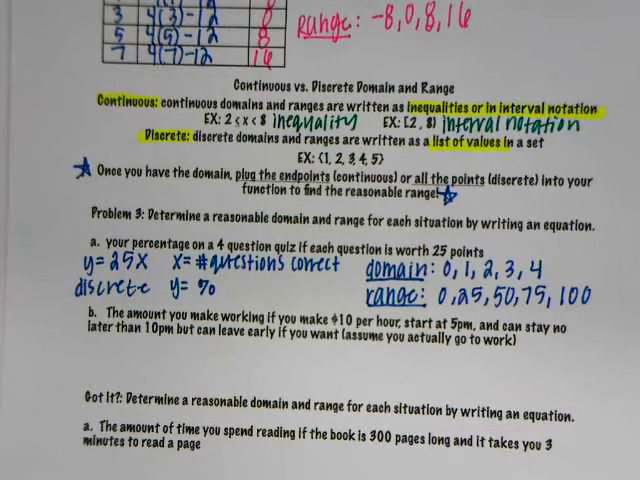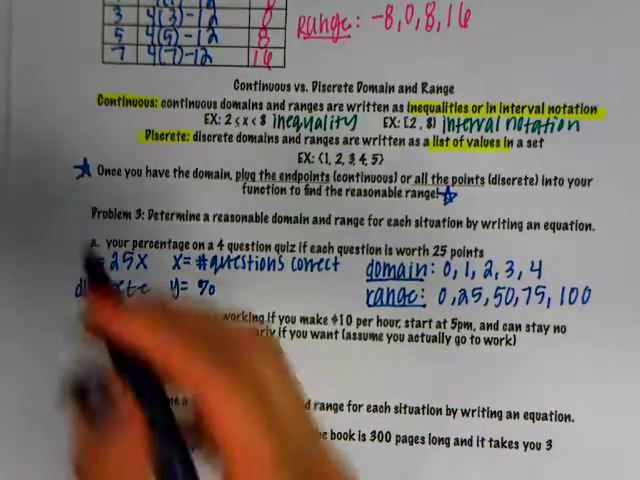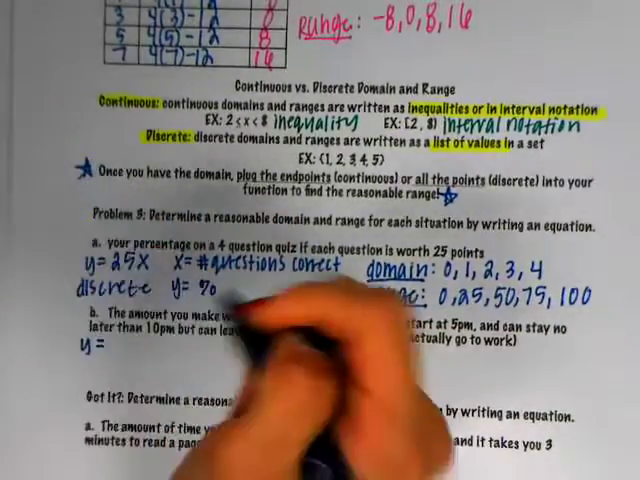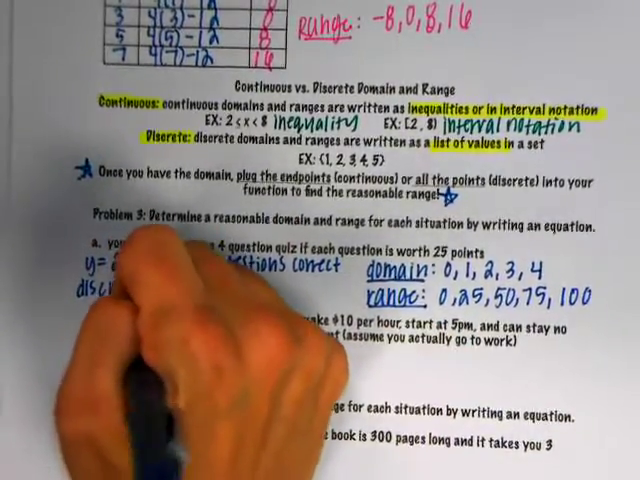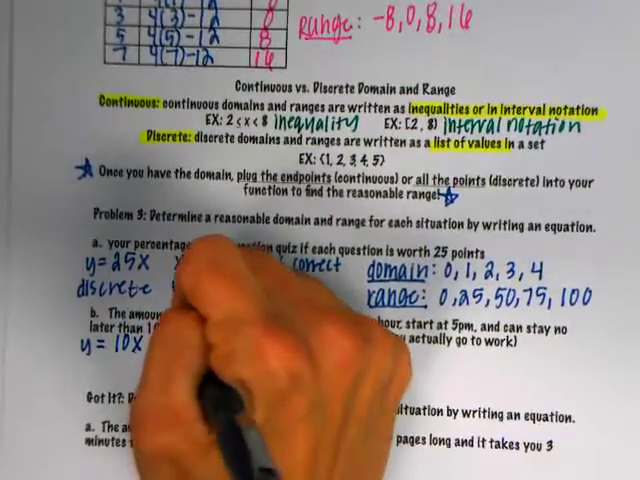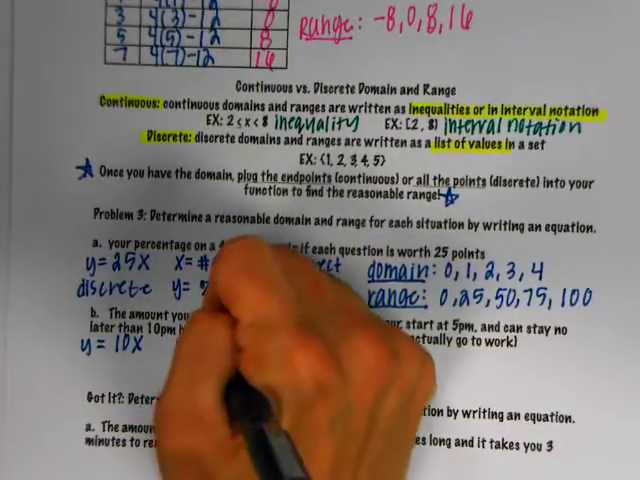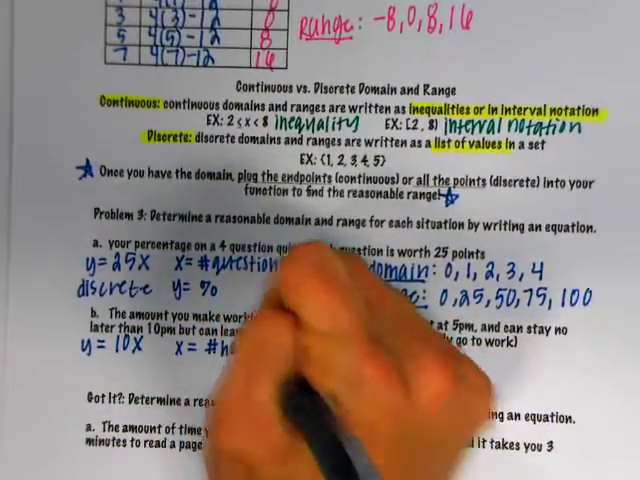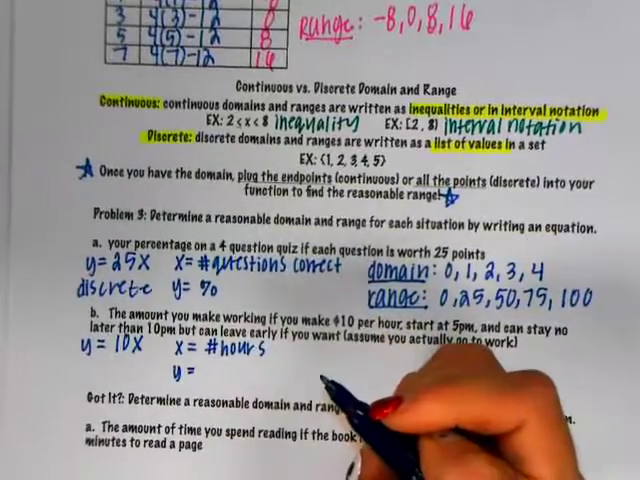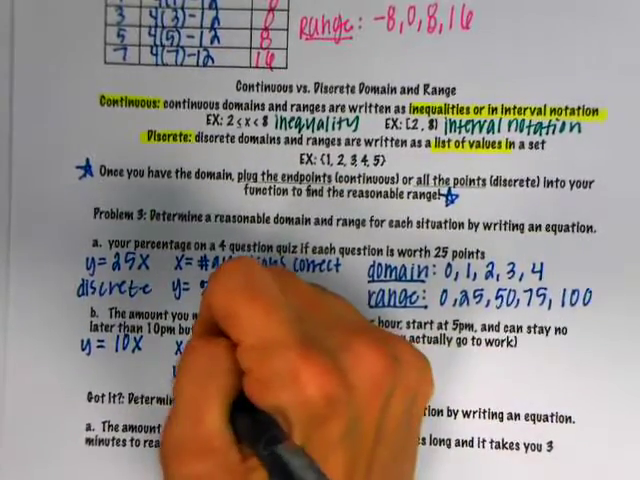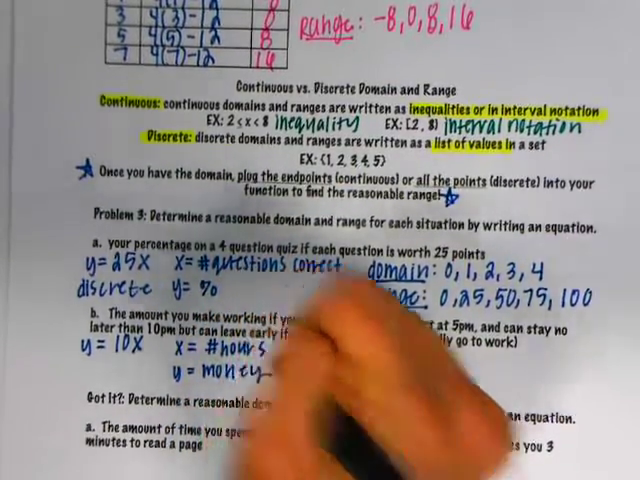All right. The amount you make working, if you make $10 per hour, start at 5 p.m. and can stay no later than 10 p.m. but can leave early if you want. Assume you actually go to work. So what would my equation be? Y equals what? 10x, yep, because $10 per hour. And what's x going to stand for? Number of hours, yep, so number of hours you work. And then what's y going to be? Yep. How much money you make?